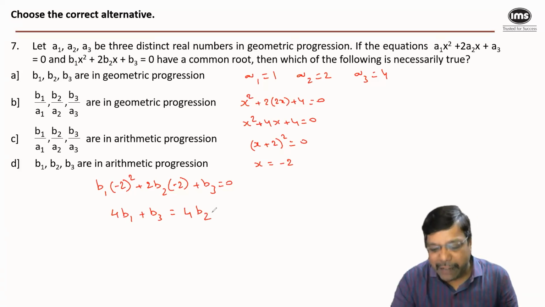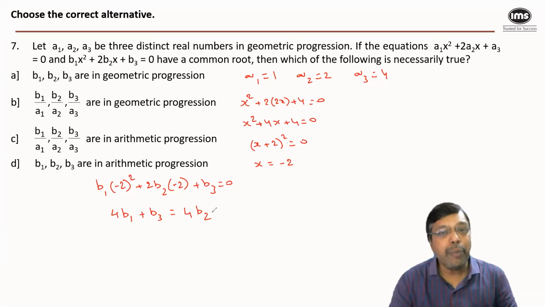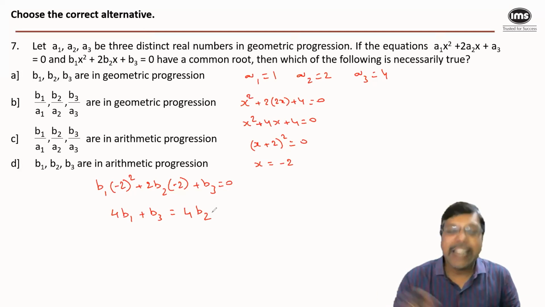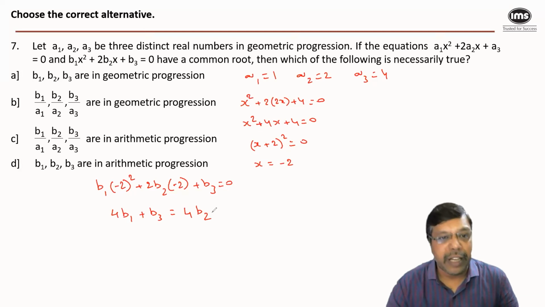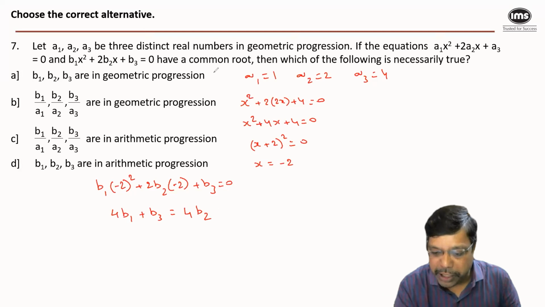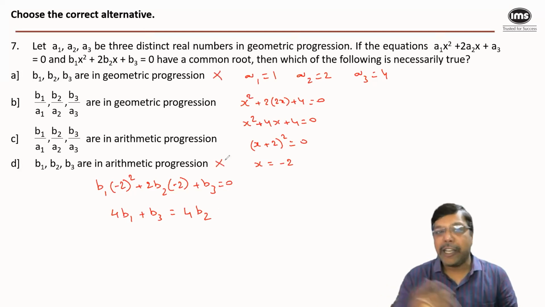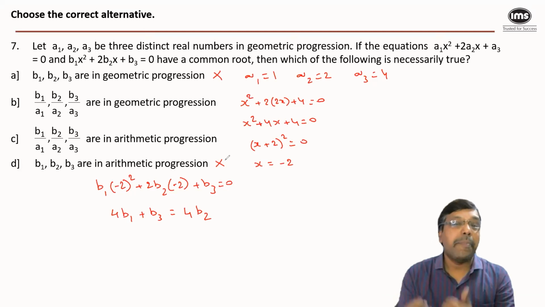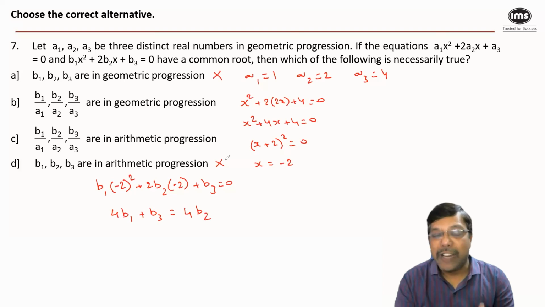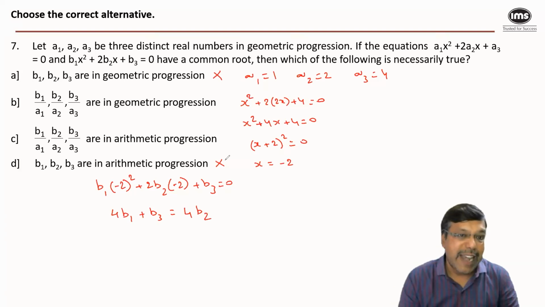Now, when you see the given equation, 4b1 plus b3 is equal to 4b2, it is very clear that b1, b2, b3 are neither in arithmetic progression nor in geometric progression. So option A and option D are eliminated. Now, since both option B and C talk about b1 by a1, b2 by a2, b3 by a3, let me try to modify the equation that we have now in a similar format.